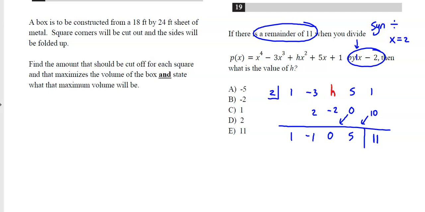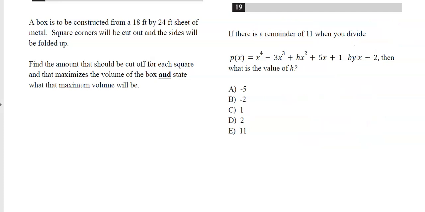Well, then h something plus a negative 2 gives me 0. The only thing that could be is h has to be 2. So the correct answer here is D. Kind of like that problem with synthetic division.